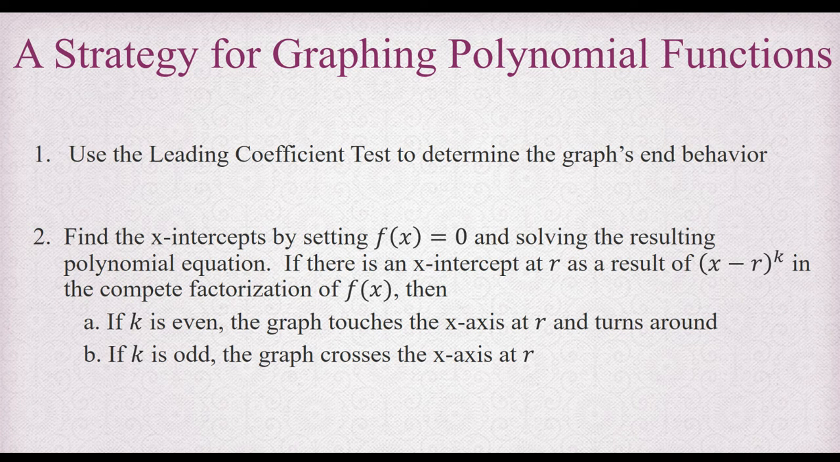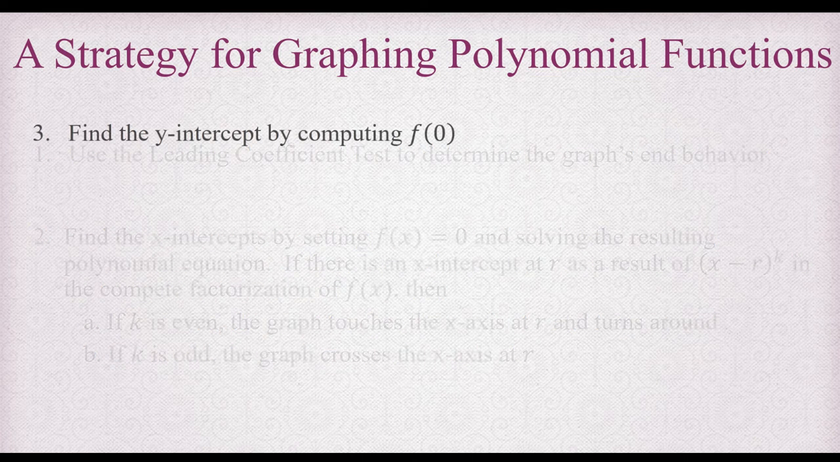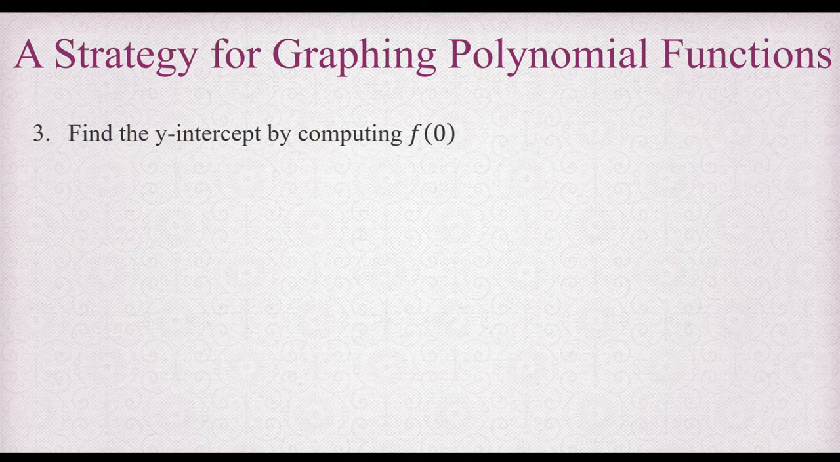But if that exponent k is odd, well, then the graph is going to actually cross through the x-axis. So we have to find those zeros and then determine the multiplicities to know how the graph is going to be moving. We're also going to want to find the y-intercepts. To identify the y-intercept means that it needs to be on the y-axis, so I need my x to be 0. So that's why we're going to substitute 0 in. That's why it says by computing f of 0.